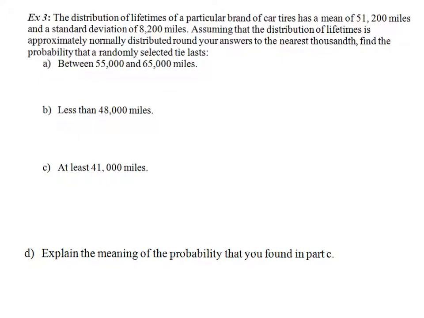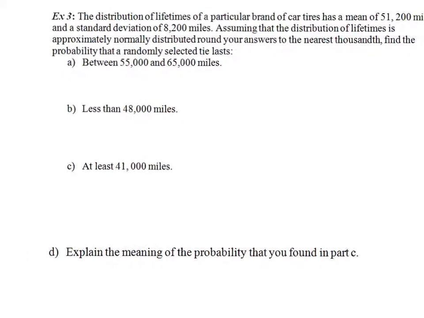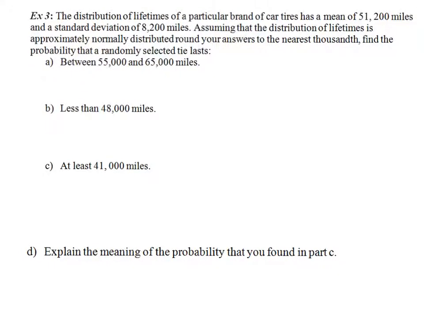Let's look at example number 3. The distribution of lifetimes of a particular brand of car tires has a mean of 51,200 miles and a standard deviation of 8,200 miles. Assuming that the distribution of lifetimes is approximately normally distributed, so again, there are those important words, round your answers to the nearest thousandths and find the probability that a randomly selected tire lasts. I have a little spelling error there.